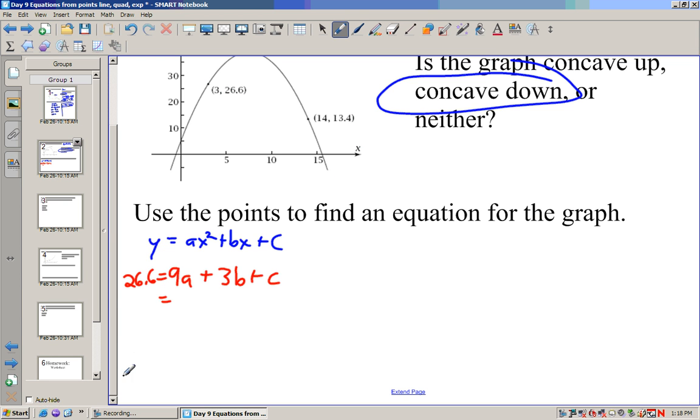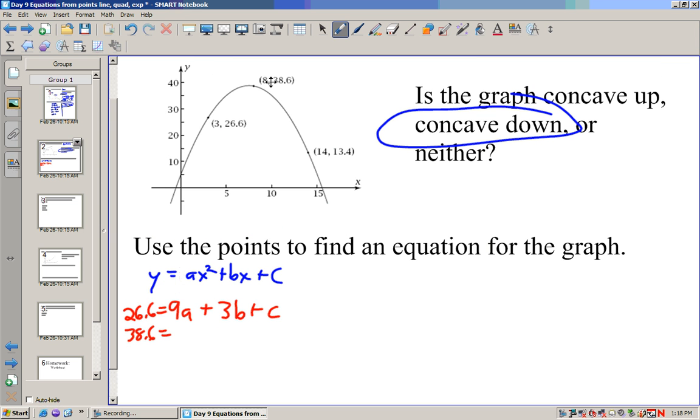My y, which is 38.6, is going to equal a times 8 squared, which is 64a, plus b times x, so 8b, plus c. For my last equation, my y value, 13.4, is going to be 14 squared, which is 196a, plus b times x, which would be 14b, plus c. Now we have three equations and three variables.